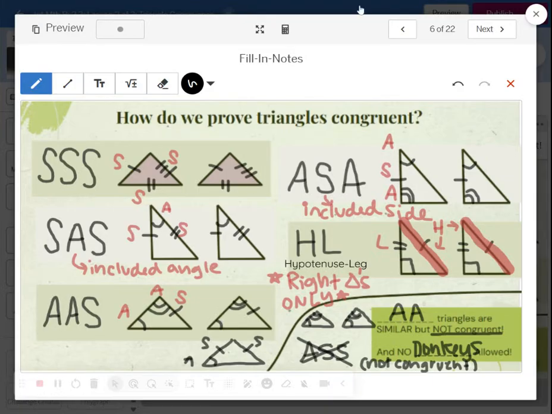All right, we're going to go ahead and add this to our notes in a moment. Make sure you got it down. Any questions, make sure you let me know. This is our acronyms for proving triangles are congruent. All right.